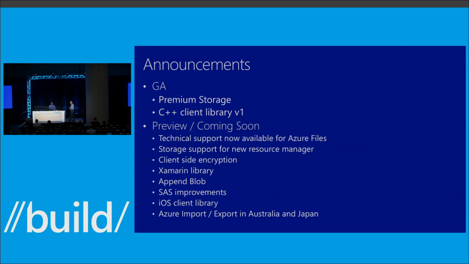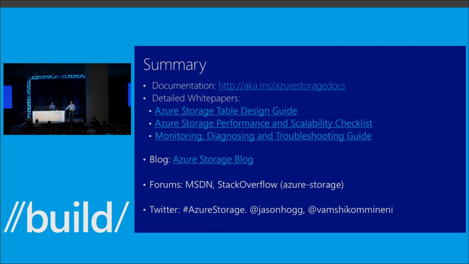Azure Files is moving towards GA. We have technical support now available for it. We have new resource manager. You've heard a lot about it at this conference. Storage supports the new resource manager. Client-side encryption you saw. We have a Xamarin library that's released as well. And the Append Blob functionality you saw. SaaS improvements are coming soon. There's an iOS library coming soon. And the import-export service that allows you to import data into our service or export it is becoming available in Australia and Japan soon.